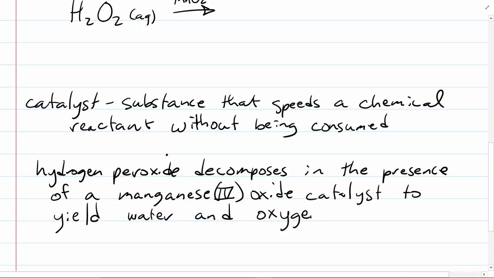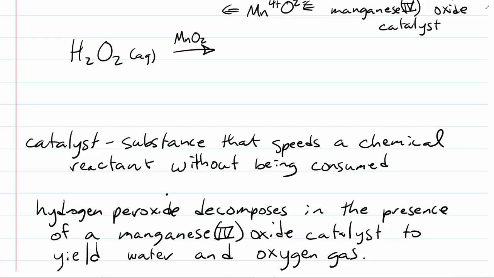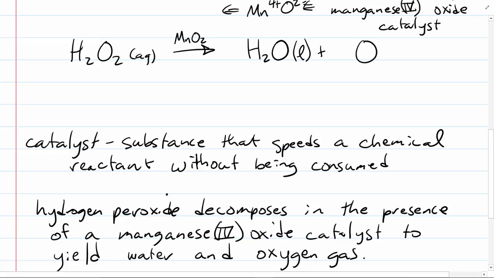So oxygen is produced as a gas. If we don't put a phase or refer to the phase, water may be assumed to be a liquid. So how would we write this in the equation? Water would be H2O. Phase label would be liquid, L. And oxygen would be O2. Phase label would be G.